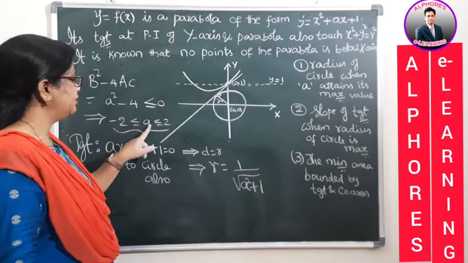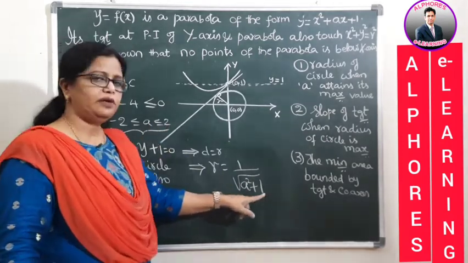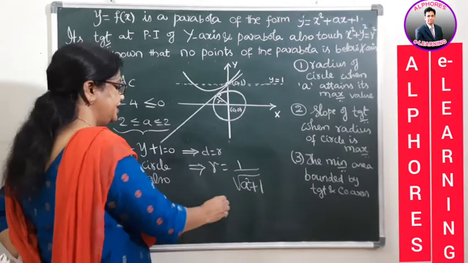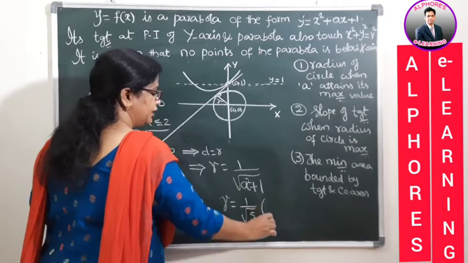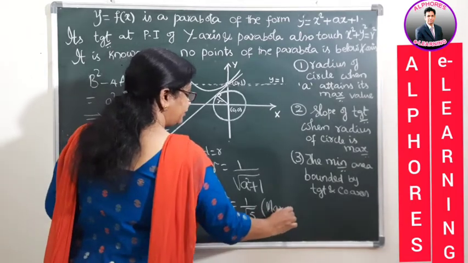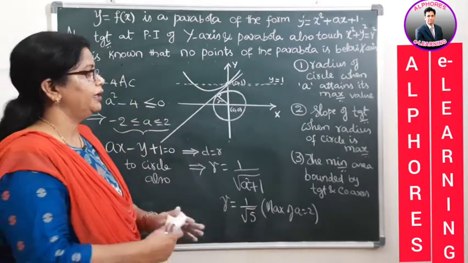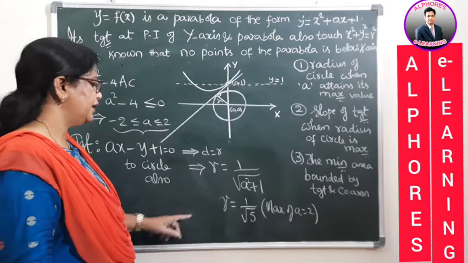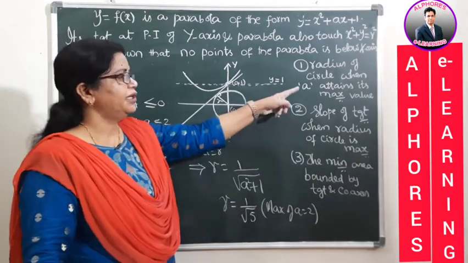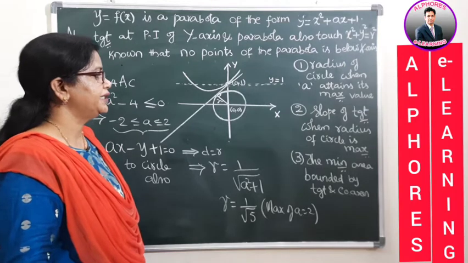Now the first question they are asking, when a attains maximum value. What is the maximum value of a here? It is 2. Therefore, if you substitute a equal to 2 here, then the radius we can obtain is 1 divided by root 5. So maximum of a is equal to 2. They asked about the radius at the maximum stage of a, right? So first question answer, students, we obtained 1 by root 5.